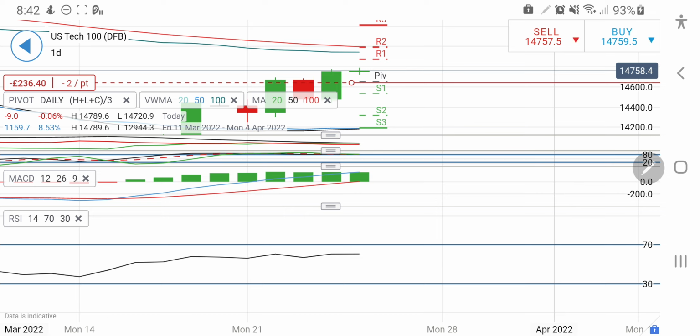On the downside, 14,660, 14,600, 14,540, 14,500, and 14,460 levels. So take your positions accordingly. Now let's have a look at FTSE 100.